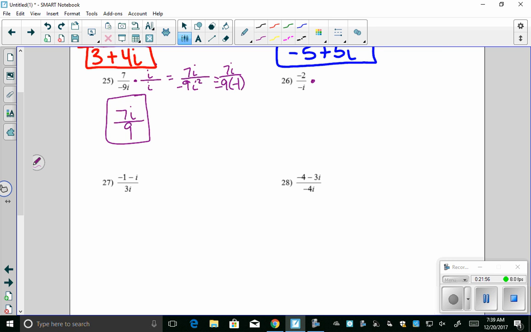26. Multiply both top and bottom by i, and you'll get negative 2i divided by negative i squared. Substitute in negative 1 for the i squared, and you're going to get negative 2i divided by negative negative 1. Well, negative times a negative is a positive, so you're going to have negative 2i over positive 1, which simplifies to negative 2i.